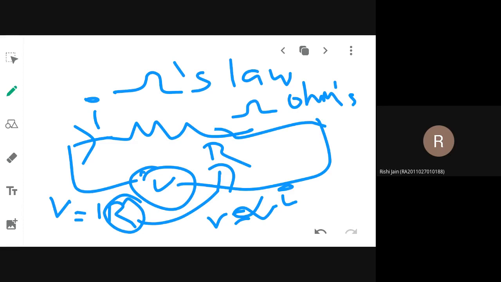Okay, what are passive elements? Inductor, capacitor, resistor. So what is the difference between energy storers and energy consumers? Among these three, which is the energy storing element, and which is the energy consumer? Inductors and capacitors are storers and resistors are consumers.